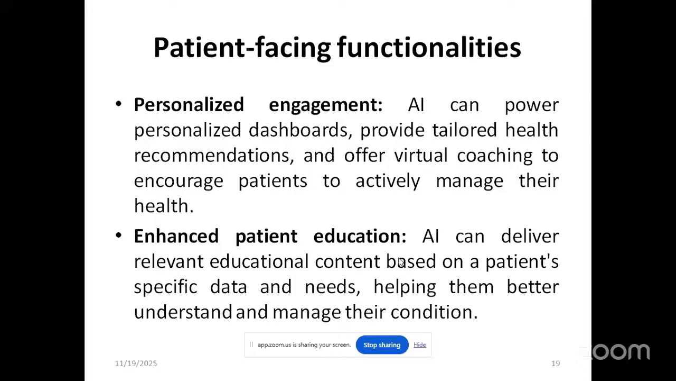So doctors visually guide and coach the patient, encouraging them to actively manage their health, giving health tips and monitoring. The second helps engage the patient through education. AI can deliver relevant educational content based on the patient's specific data and needs, helping them better understand and manage their conditions.